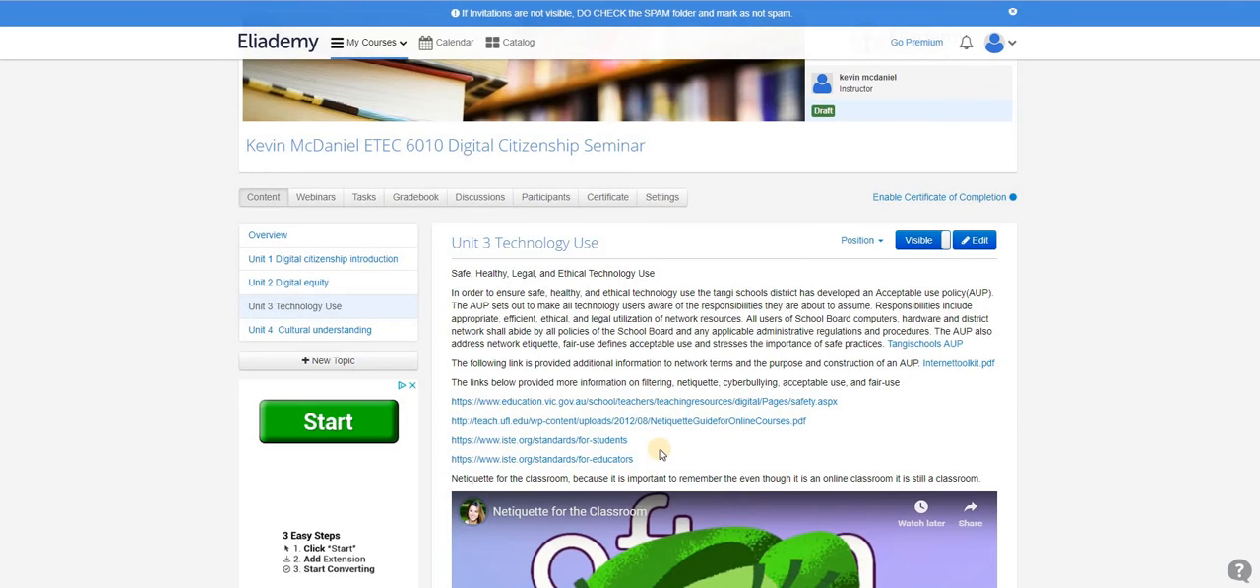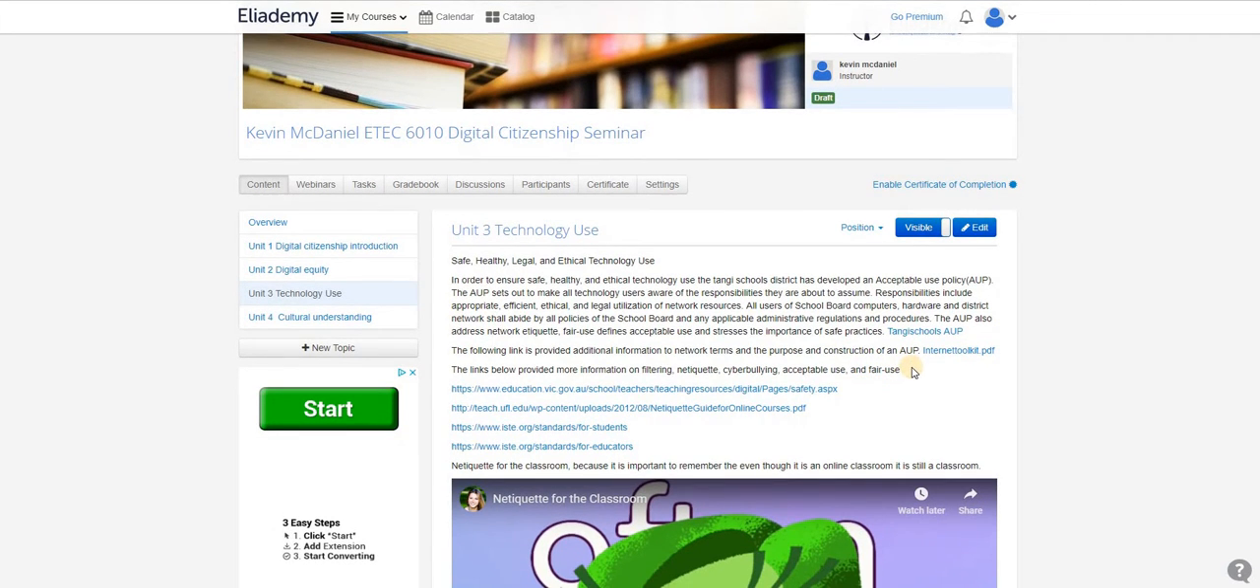And these are some additional resources. This is, again, the link to the student and educator ISTE standards and how the acceptable use practices apply. This is a link to a pretty decent resource if you were going to have to develop an AUP or to better understand an AUP.